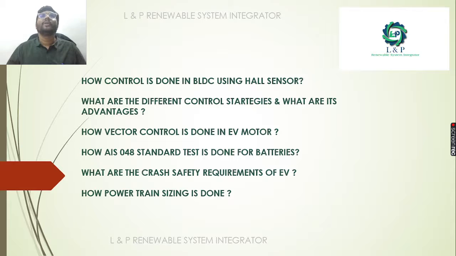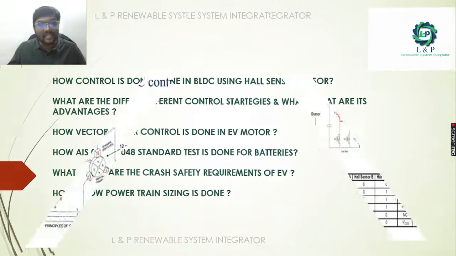So what are the things that we are going to discuss? Most importantly, we need to know how we control a brushless DC motor using the Hall sensor, what the different control strategies and their advantages are, and how vector control is done in electric vehicle motors. Most importantly, for batteries we also have a standard, that is Automotive Industry Standard 48, and for crash safety requirements, what the crash safety requirement for an electric vehicle will be, and how powertrain sizing is done.